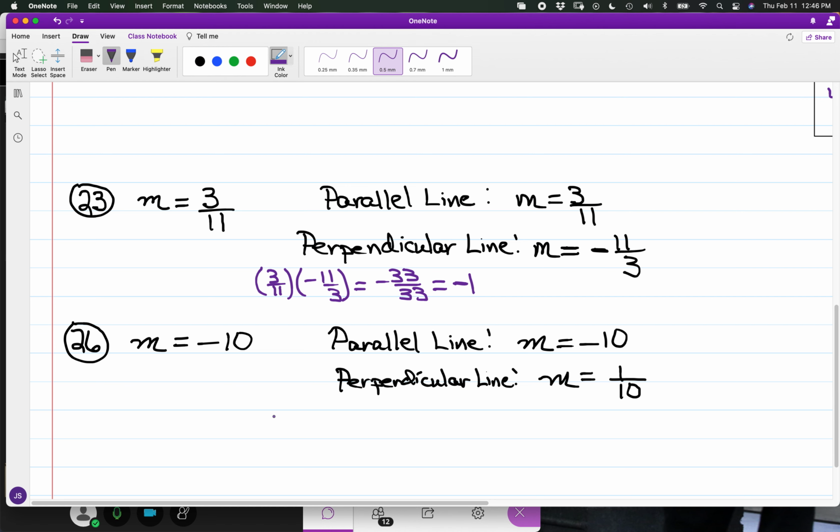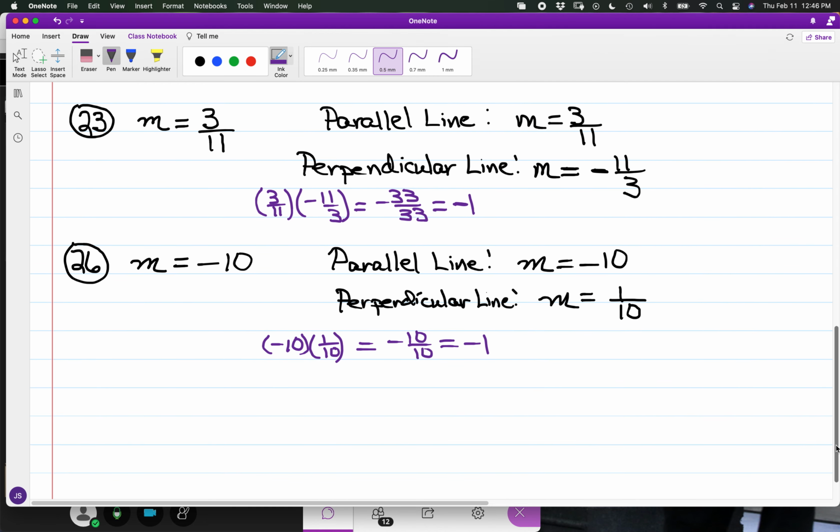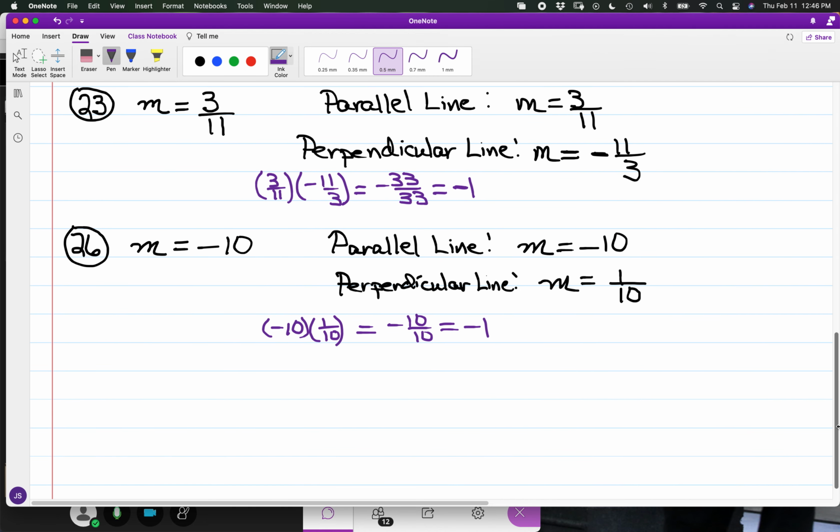So again, just restating. For the product of slopes, negative 10 times 1/10, you have negative 10/10, and that reduces to negative 1. Now, in determining whether the given lines are going to be parallel, perpendicular, or neither.